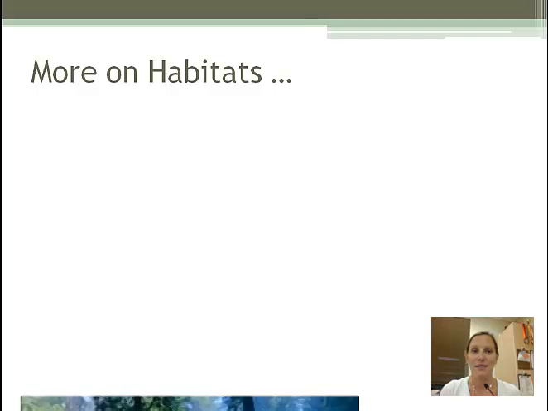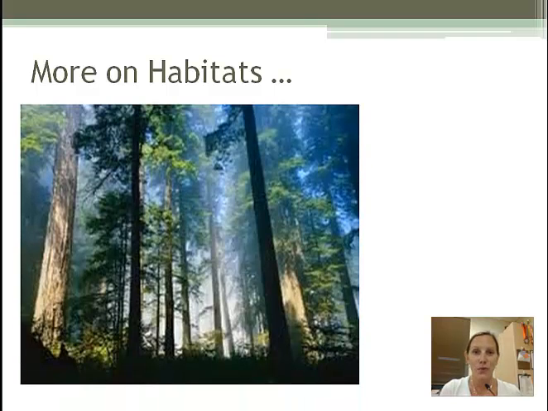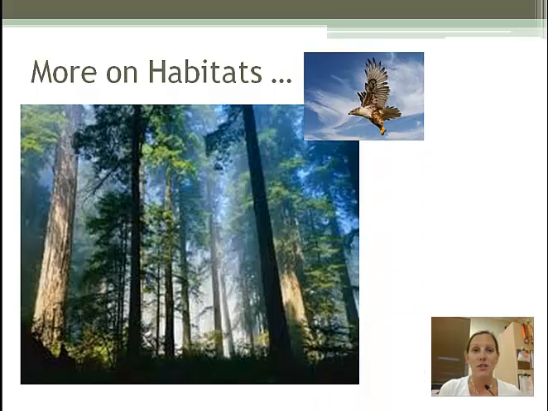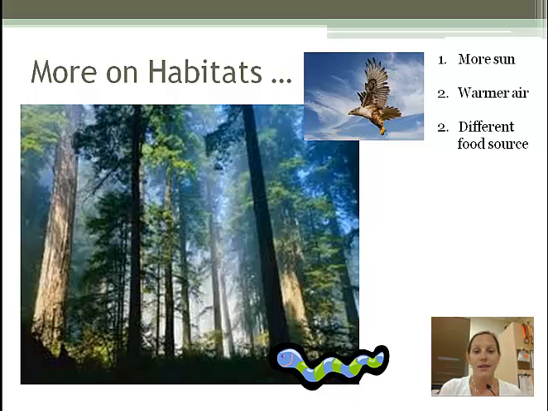More on habitats. Take this tall forest, for example. You might think it's all the same habitat, but it's not. A bird that lives high up in the trees has its own habitat. It has more sun, warmer air, and a different food source. The worm that lives in the ground of this forest has less sun, cooler air, and a different food source. Though it's one forest, it's 2 different habitats for the bird and the worm.